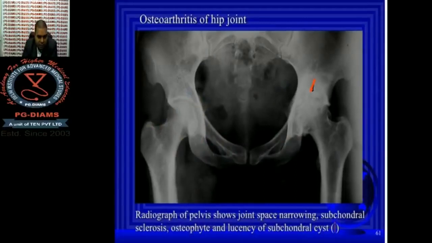Now let's look at osteoarthritis. See, there is some joint space. But in this, the joint space is lost, no joint space. Moreover, this part adjacent to the joint space is dense white. This dense whitening is known as subchondral sclerosis. So joint space narrowing and subchondral sclerosis are characteristic of osteoarthritis of the hip joint. Okay.